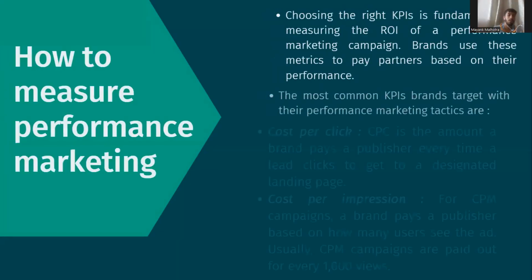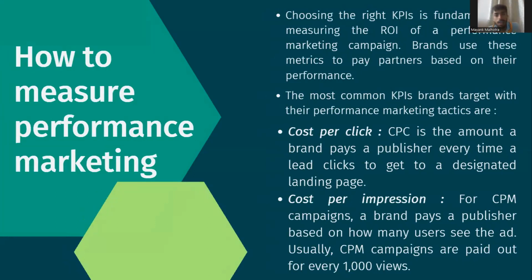Moving on to how to measure performance marketing. Choosing the right KPI is fundamental to measuring performance marketing. There are many KPIs available, such as cost per click. It is the amount a brand pays a publisher every time a user clicks a link, so the brand will pay the publisher.